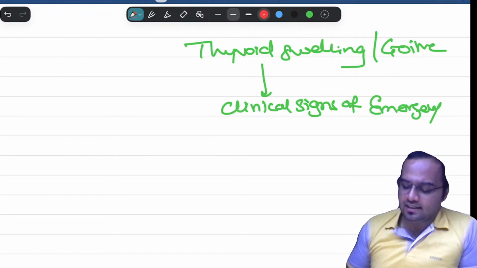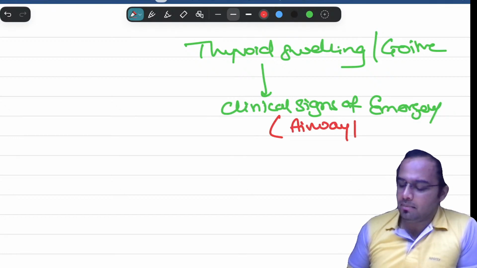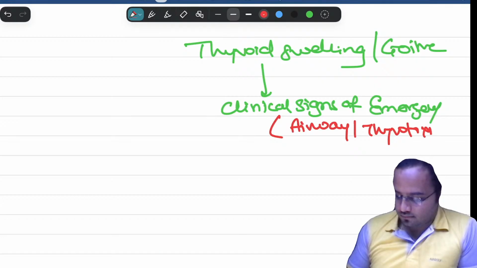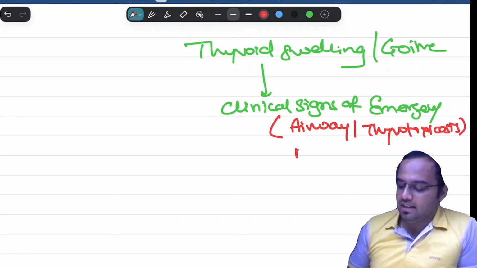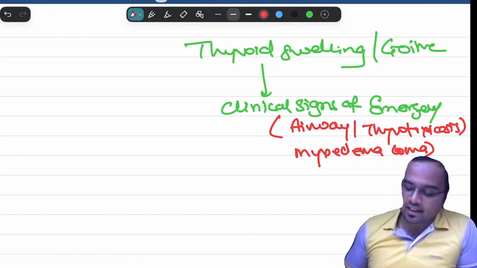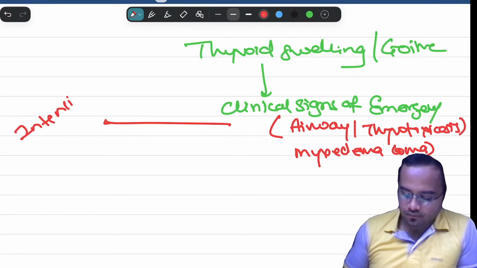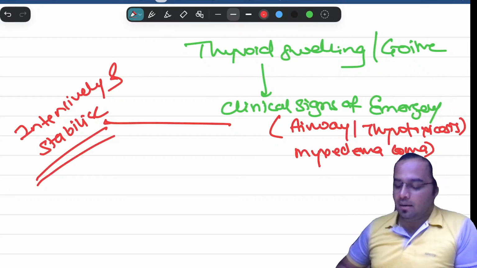So what is emergency? It might be airway compromise, or it might be thyrotoxicosis, or it might be myxedema coma. So if these things are present, you need to manage the patient intensively and stabilize the patient.